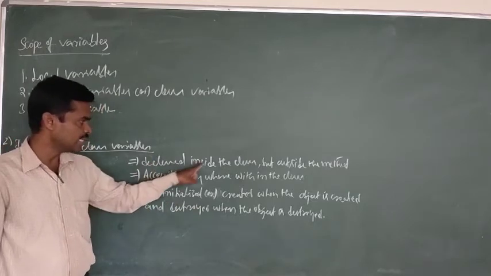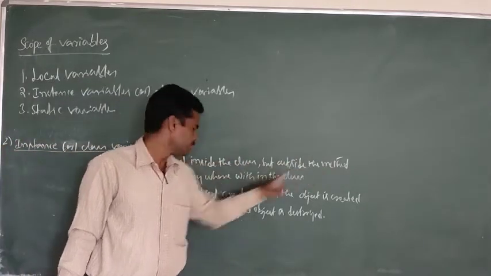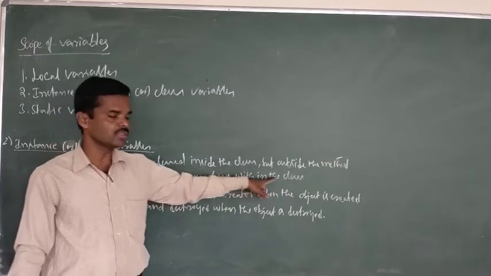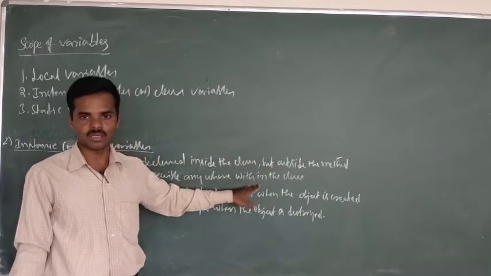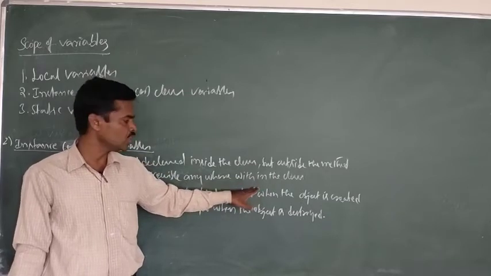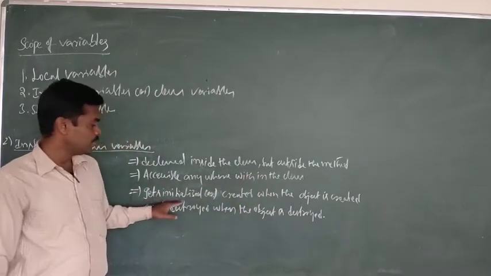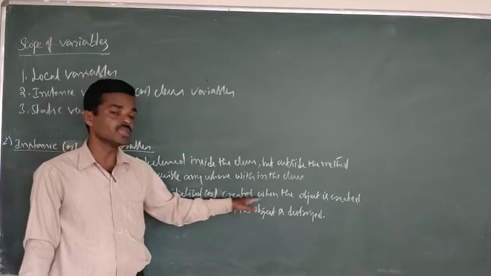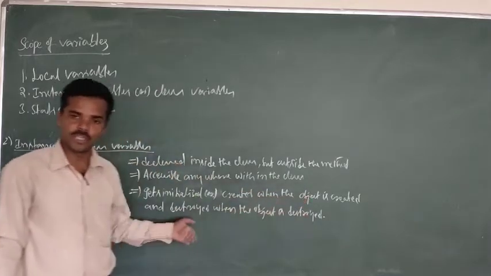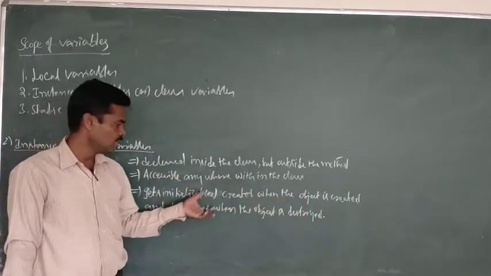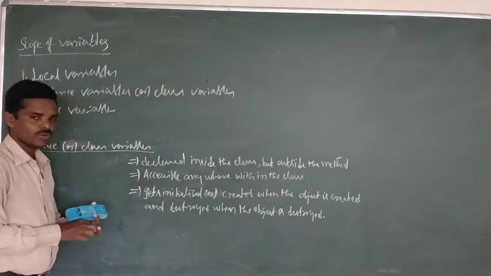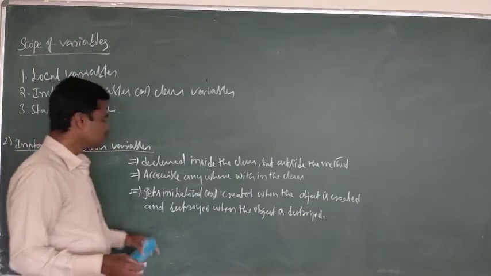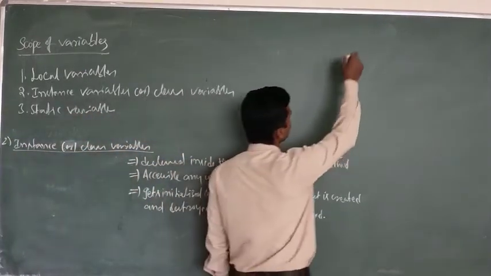So these are declared inside the class but outside the method, and are accessible anywhere within the class, including any method, constructor or block. They get initialized or created when the object is created, and destroyed when the object is destroyed. So these variables depend on the object. Now we will see one example of using class variables or instance variables.